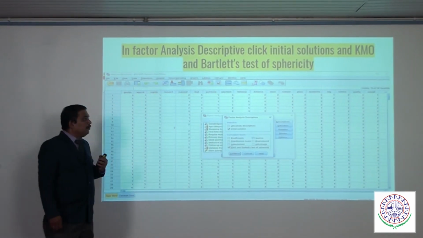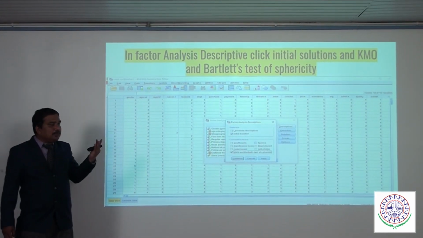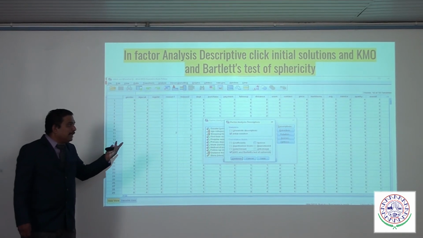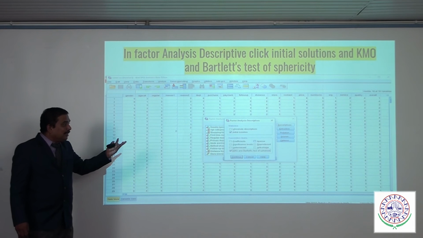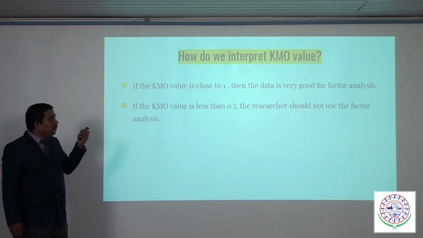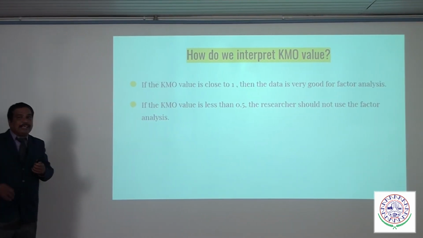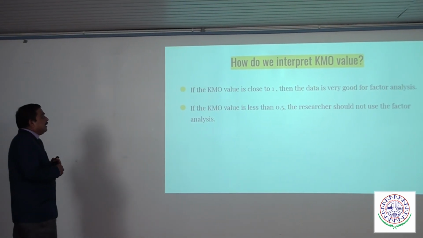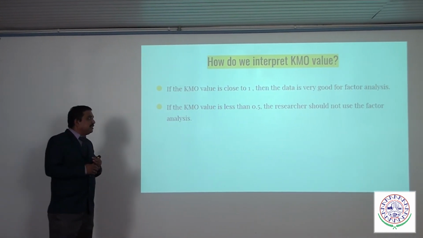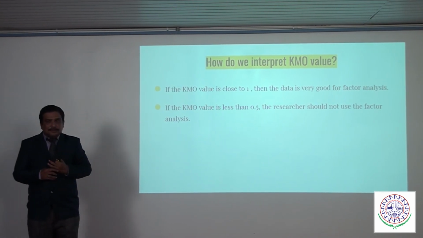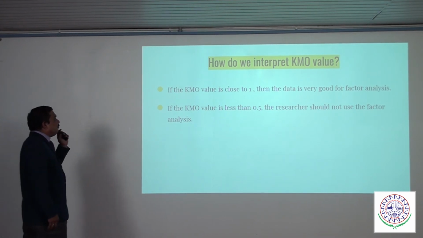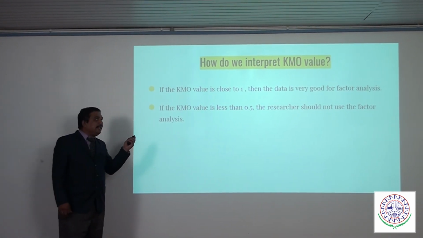Now I'm coming here. I click on Descriptives and I get initial solutions and the KMO and Bartlett's test of sphericity. Click here and I'll continue. Why the KMO value? If the KMO value is close to 1, the data is very good for factor analysis. If the KMO value is less than 0.5, the researcher should not use factor analysis. Therefore, I test the KMO.